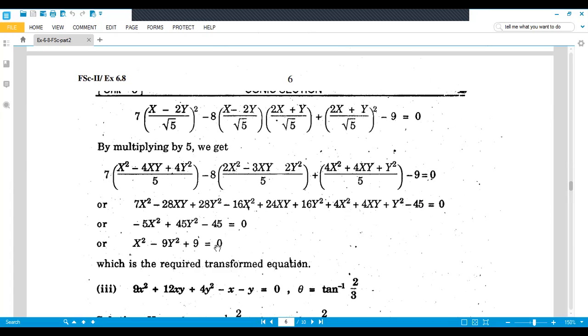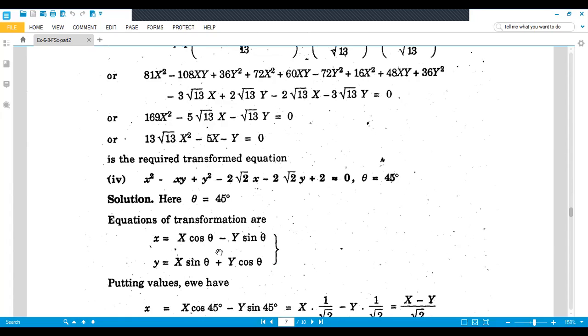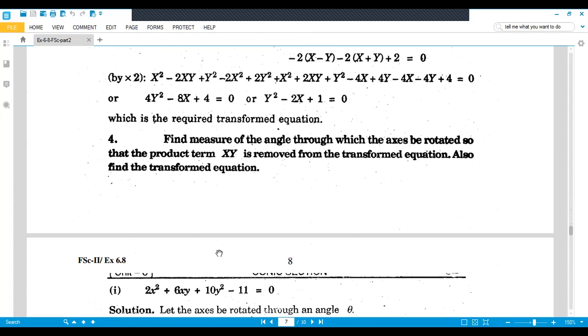This is number 3. Number 4, sorry, number 2. Number 4 you will do it by yourself. Number 3 is not included. Number 4 you will do it by yourself in the same way. Come to question number 4. In question number 4, first part and second part is included.